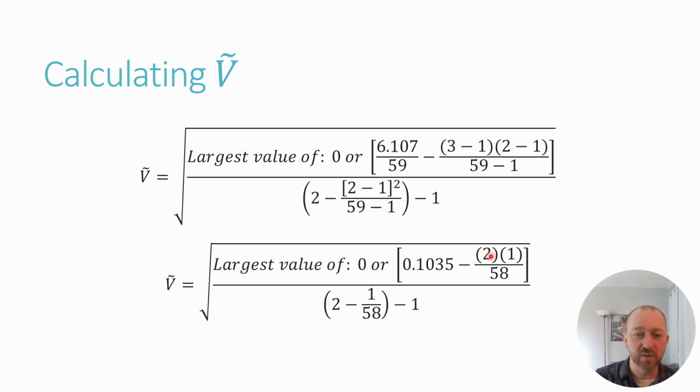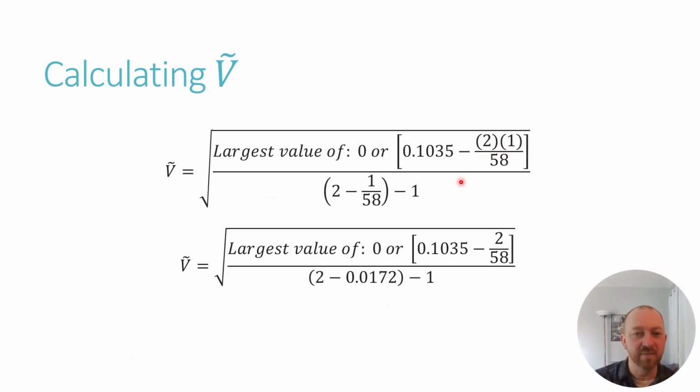3 minus 1 is, of course, 2. 2 minus 1 is 1. Okay, and 59 minus 1 is 58. Again, nothing very difficult here. The real challenge here is just making sure you're keeping track of what you're doing. Let's see, 2 minus 1 is, of course, 1, and 59 minus 1 is, of course, 58. So far, so good. Now I'm going to continue on the next slide.